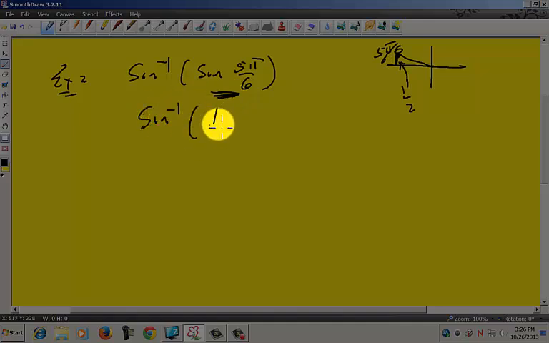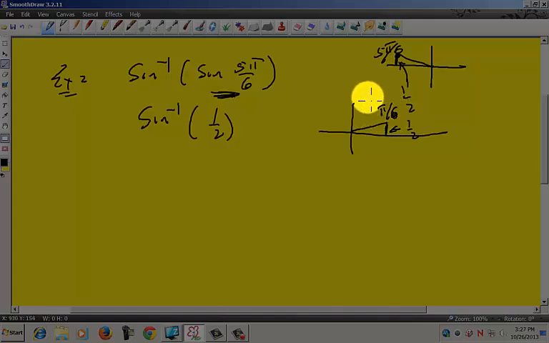Sine inverse of 1/2. Alright, sine inverse only exists in the first and the second quadrant. First quadrant is positive, second quadrant is negative. So we're looking at where that is 1/2. But where does that occur? That doesn't occur at 5 pi over 6, that occurs at pi over 6.